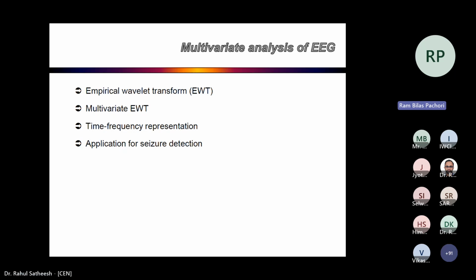So here now is the multivariate analysis of EEG signals. Here we will consider all EEG signals in the analysis. Earlier, we were considering only one channel at a time, but here we will consider all channels, or all EEG signals recorded from all channels. First we will see the empirical wavelet transform. Then the multivariate empirical wavelet transform, which we have proposed, and we have also proposed a time frequency representation using this multivariate empirical wavelet transform, and then we'll see the application for seizure detection. Next slide, please.